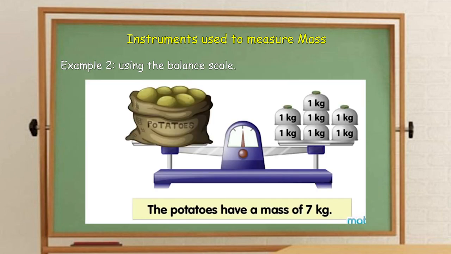The balance scale operates a little differently. It can be used to compare two different objects, or it can be used to weigh an object if one side has the object and the other side has the equivalent amount of mass. In this case, one side of the balance scale has a sack of potatoes while the other side has 7 1-kilogram weights on it. This means that the sack of potatoes has a mass of 7 kilograms.